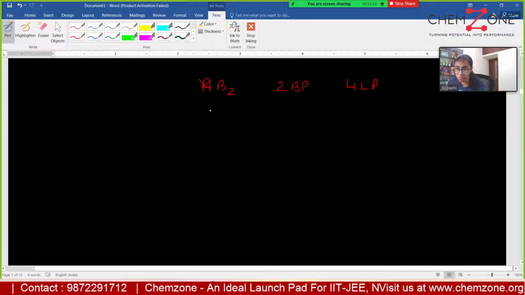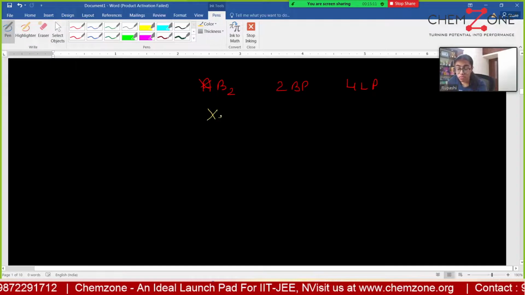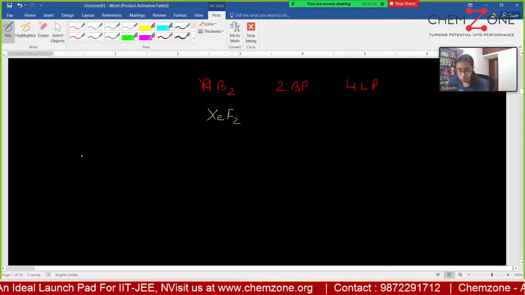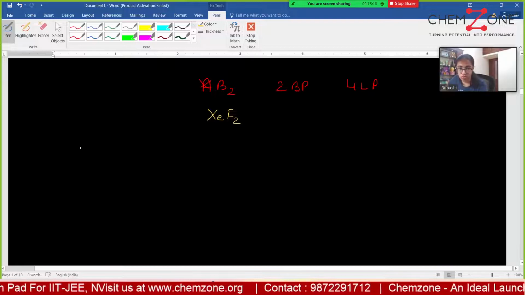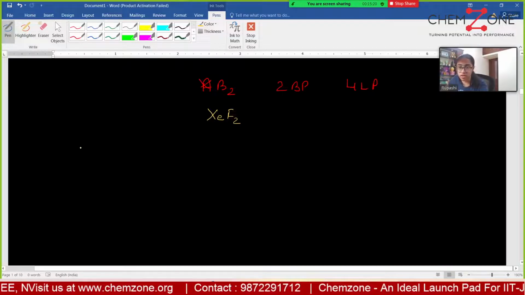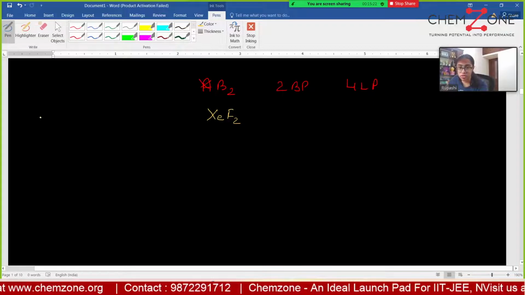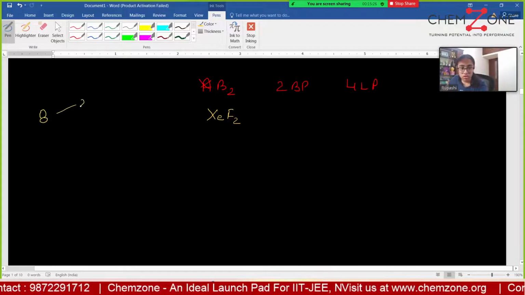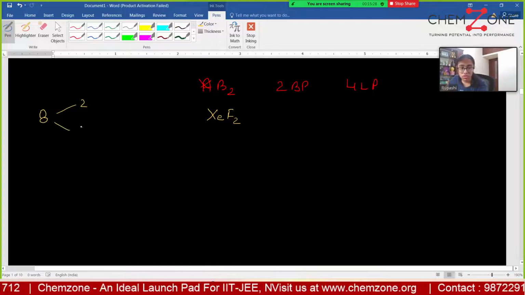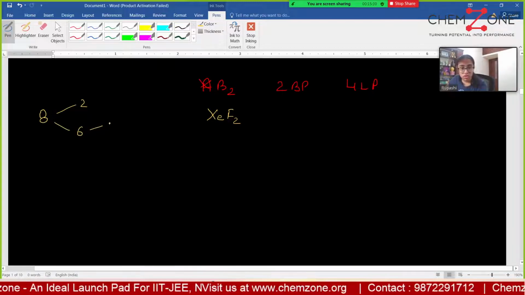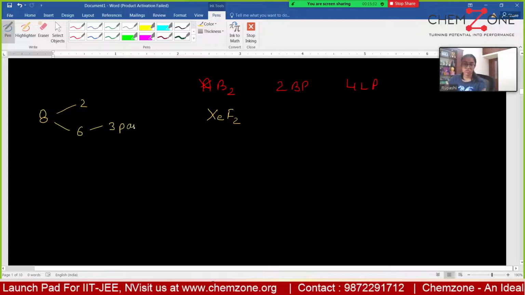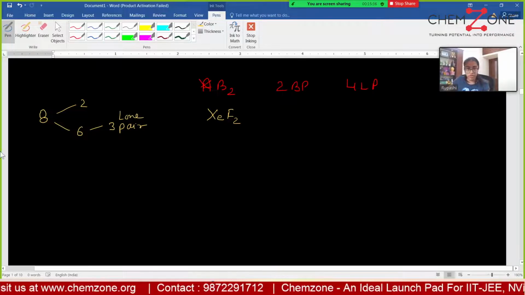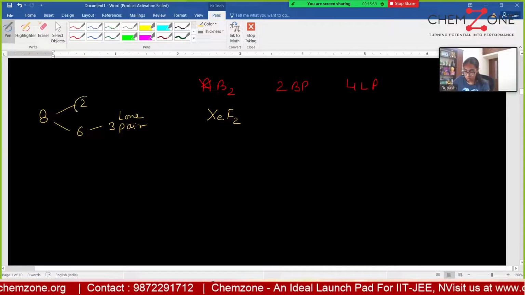For example, I have XeF2, xenon difluoride. You know, xenon is a noble gas with 8 valence electrons. Out of the 8, 2 are involved in bonding with the fluorine. And 6 electrons means I can say 3 pairs of electrons, 3 lone pairs of electrons.